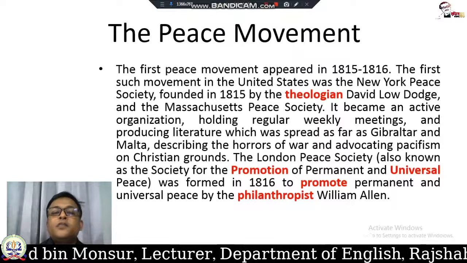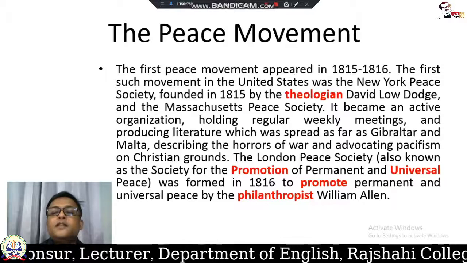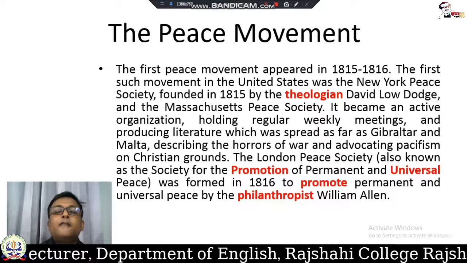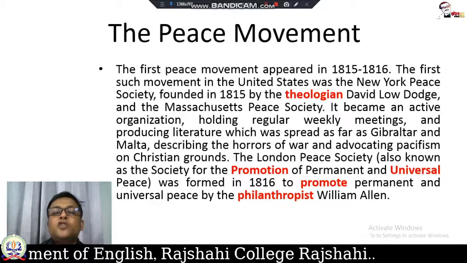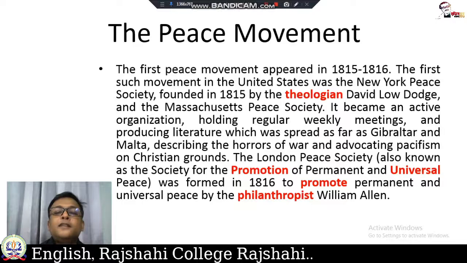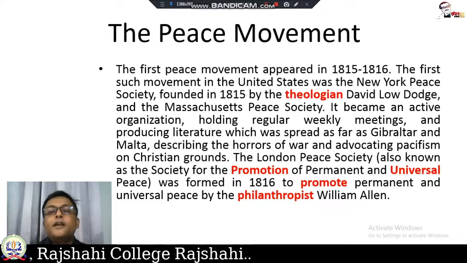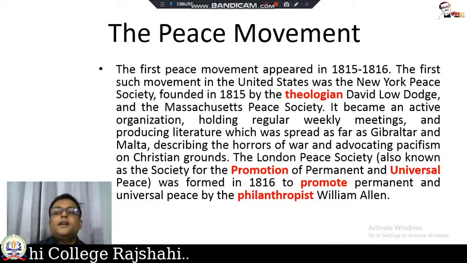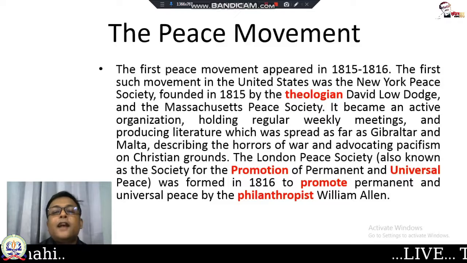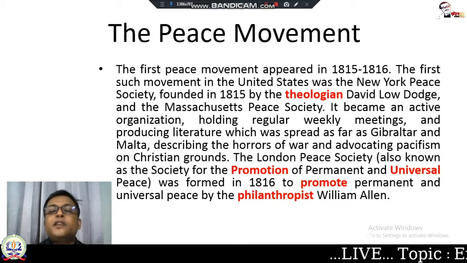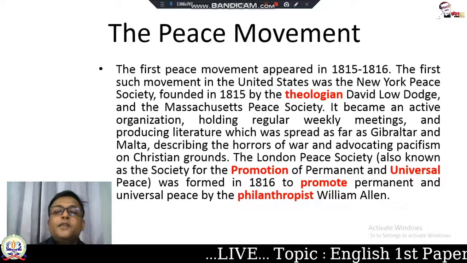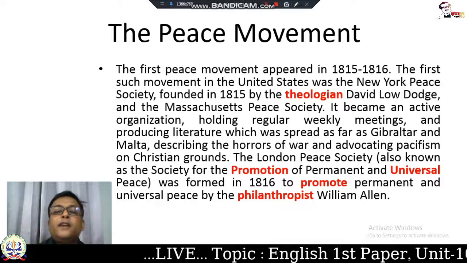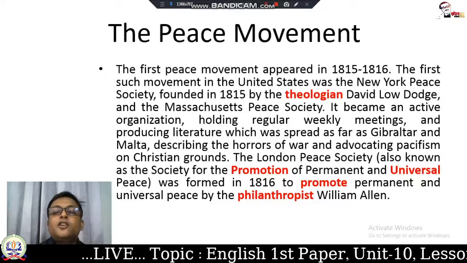The first such movement in the United States was the New York Peace Society, founded in 1815 by theologian David Law Dodge and Massachusetts Peace Society. So, the peace movement started in the United States, and it started as early as in 1815, and the first peace movement was founded by the theologian David Law Dodge.